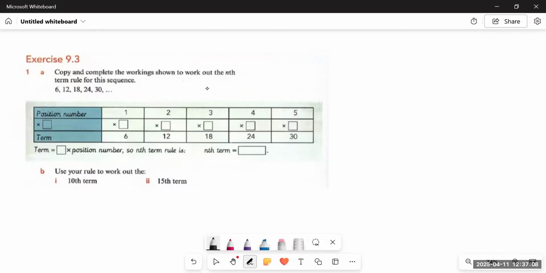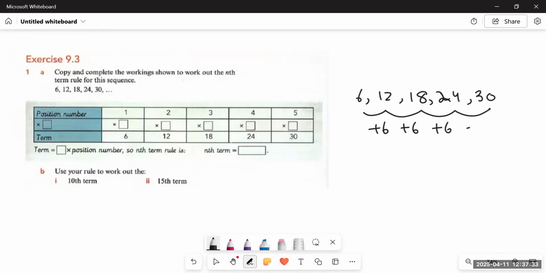So if we talk about question number 1, it says copy and complete the workings shown to work out the nth term rule for the sequence. If we look at the given terms, which are 6, 12, 18, 24, and 30. Okay, so there is a difference of 6 every time. We are adding 6 to every term to get the next term.